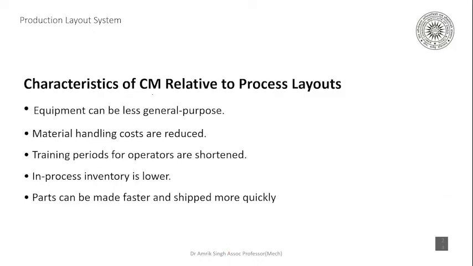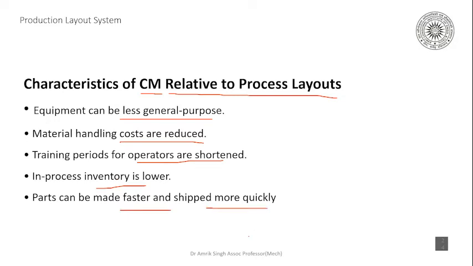So what are the characteristics of a cellular manufacturing system relative to the process layout? Equipment can be less general purpose. In the process layout, there can be GPM, or general purpose manufacturing. Material handling costs are reduced. Training periods for the operators are shortened, and in-process inventory is low. The parts can be made faster and can be shipped more quickly.